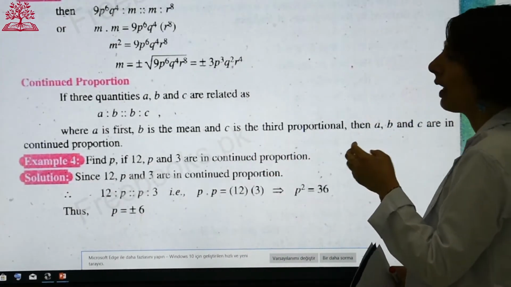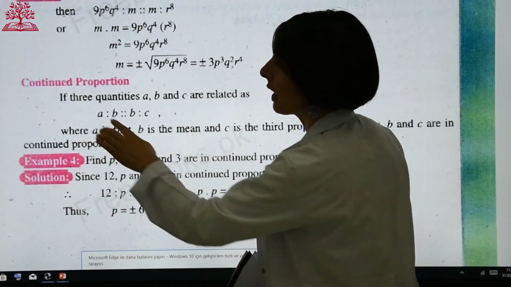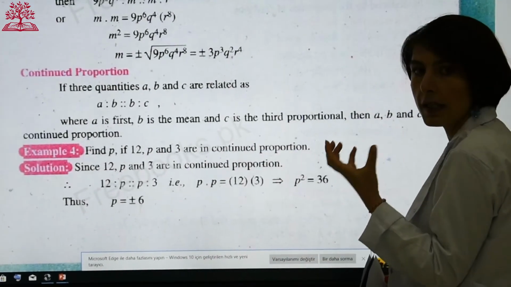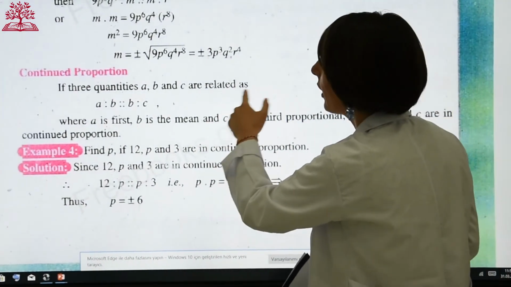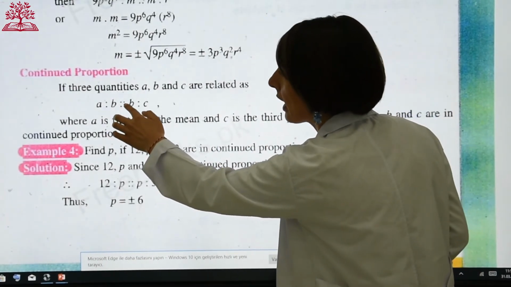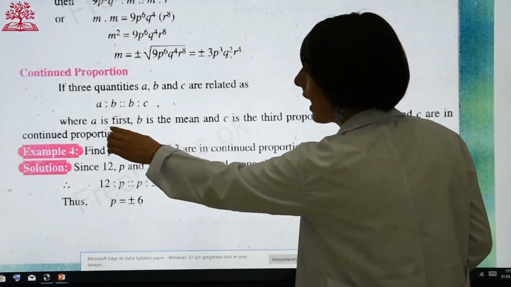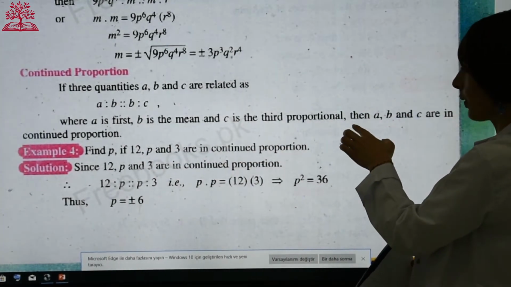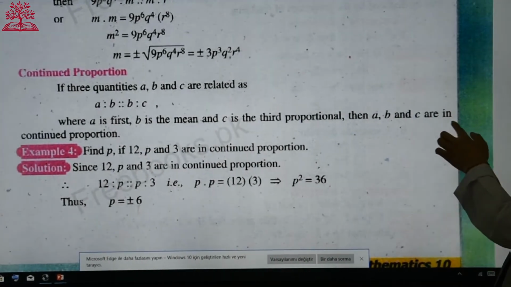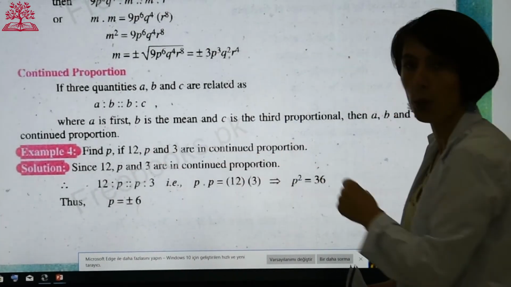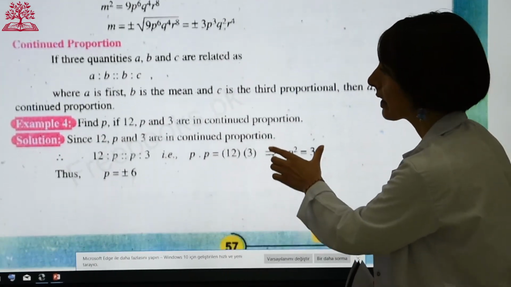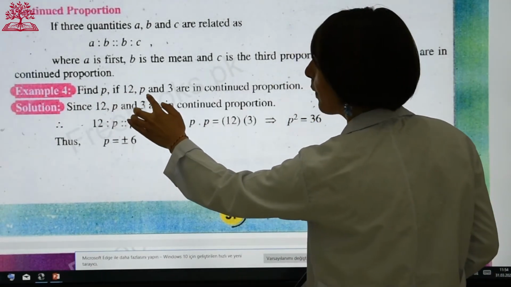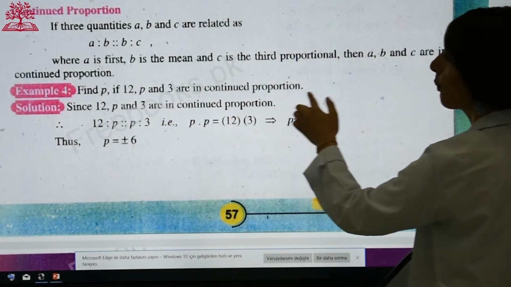The last thing that I'm going to teach in this section is continued proportion. If three quantities A, B and C are related as A to B equals B to C, and A is first, B is mean, and C is the third proportional, then A, B and C are in continued proportion. Let's see an exercise. Find P if 12, P and 3 are in a continued proportion.